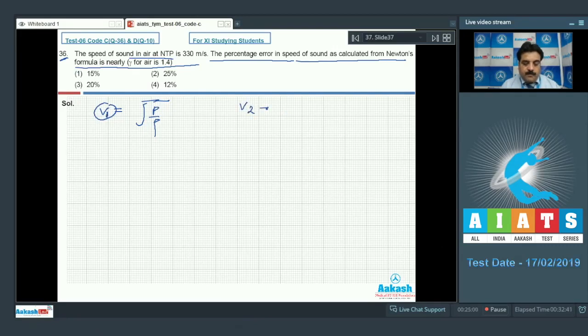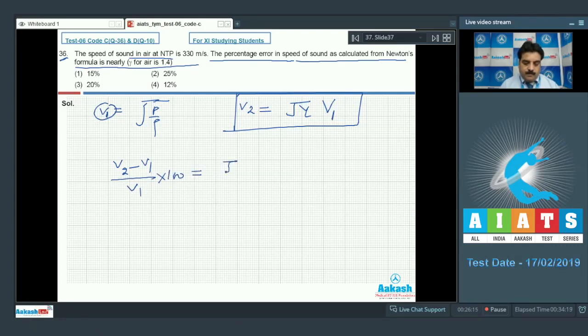And if I go for V2 according to the Laplace correction, because this is another one. So the Laplace correction relation between these is root gamma times V1, because we know this relation. So if I use this for the percentage change, we'll write the change between V2 upon V1 for percentage, multiplied with 100.